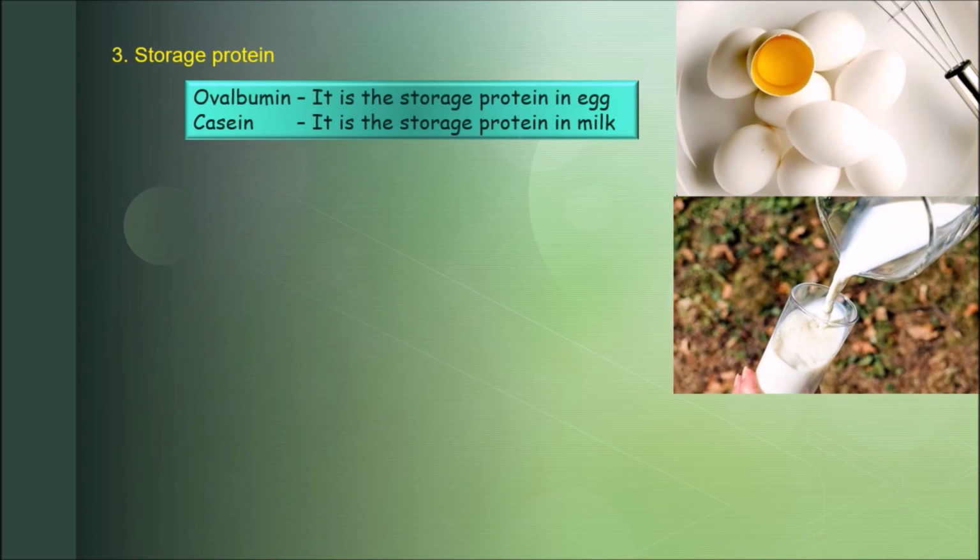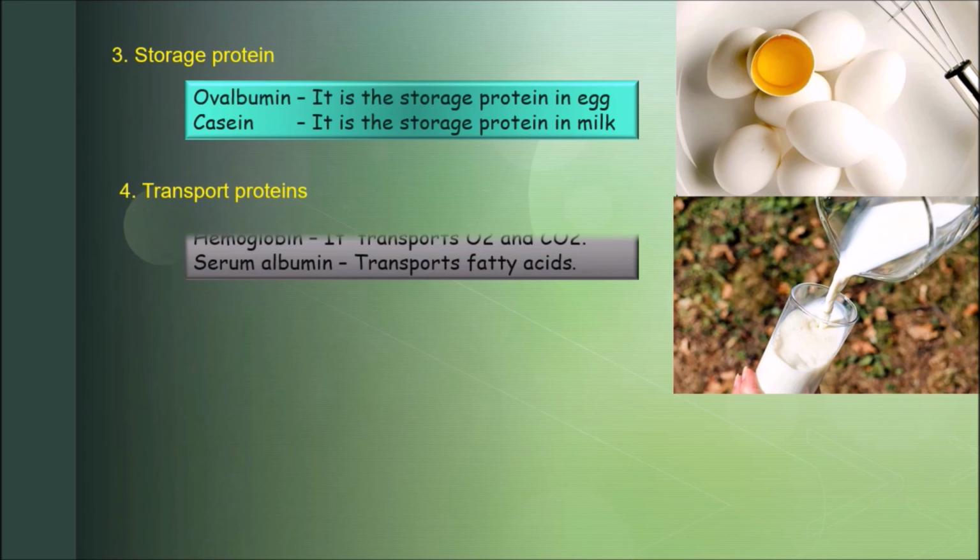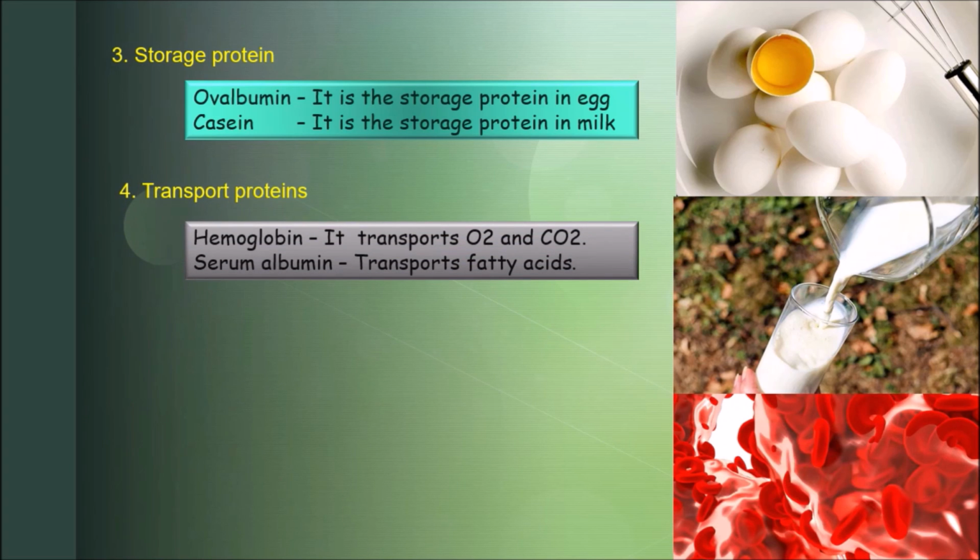Storage proteins. Examples are ovalbumin. It is the storage protein in egg, and casein. It is the storage protein in milk. Transport proteins. Hemoglobin. It transports oxygen and carbon dioxide. Serum albumin. It transports fatty acids.